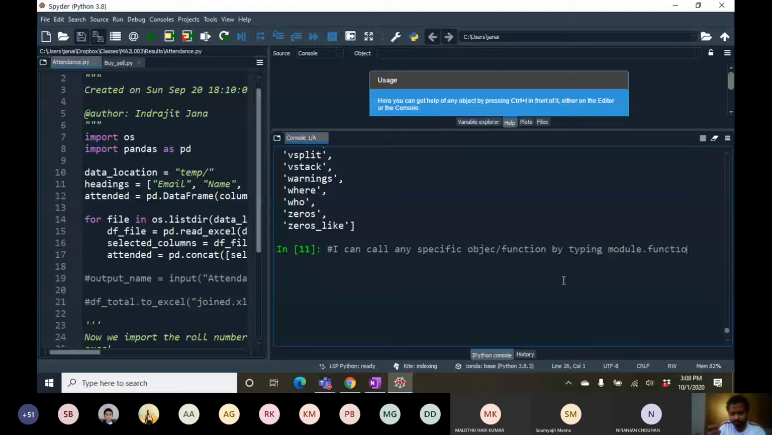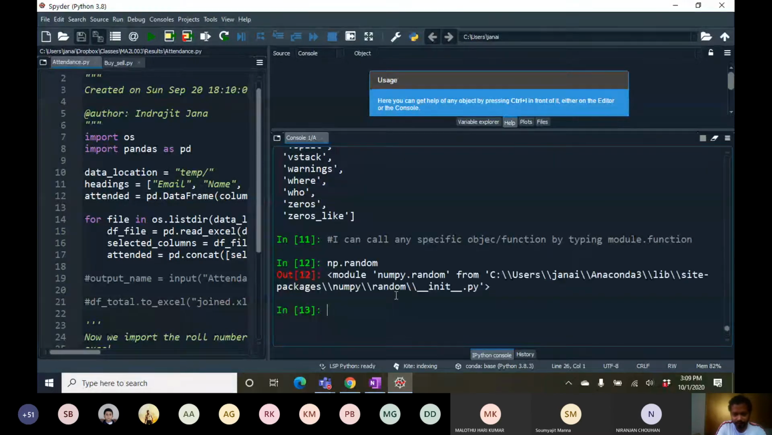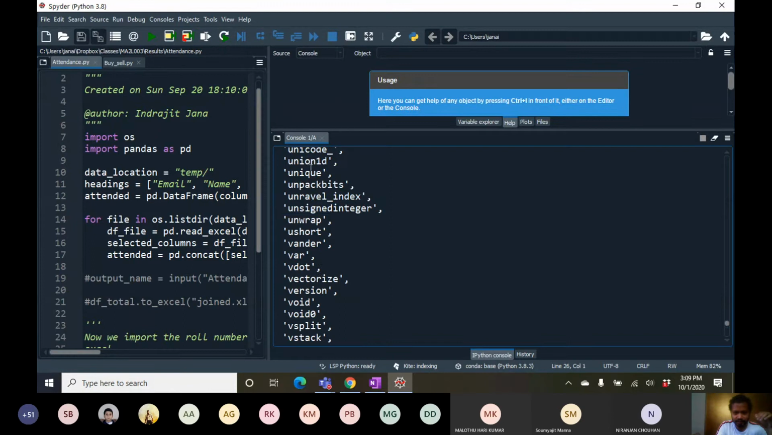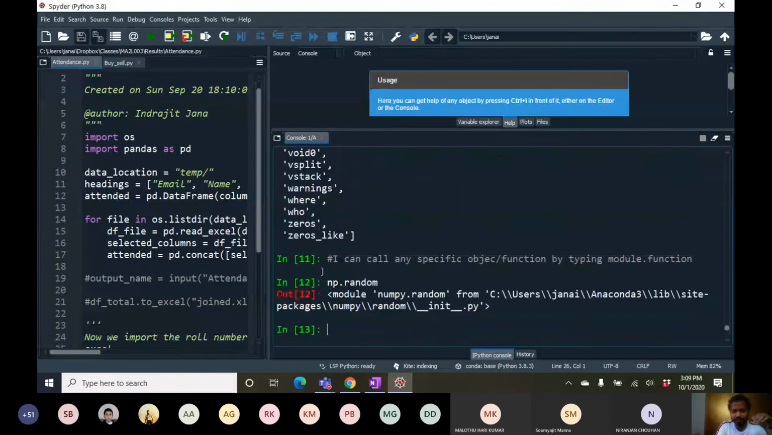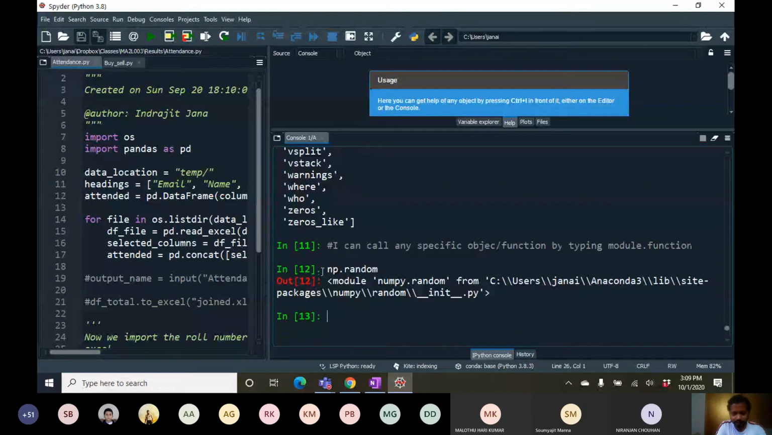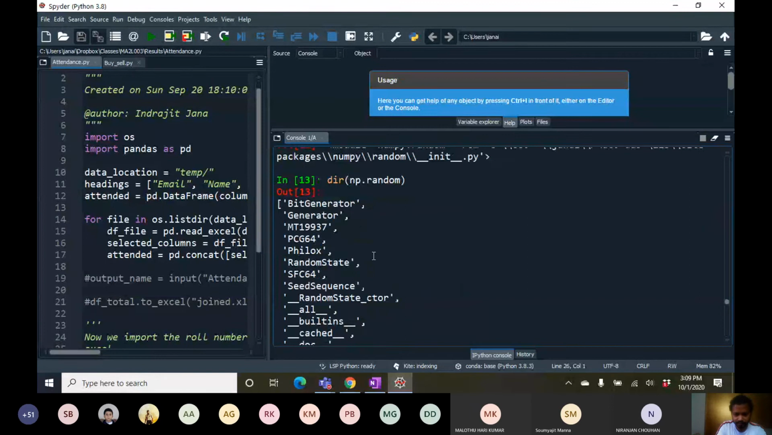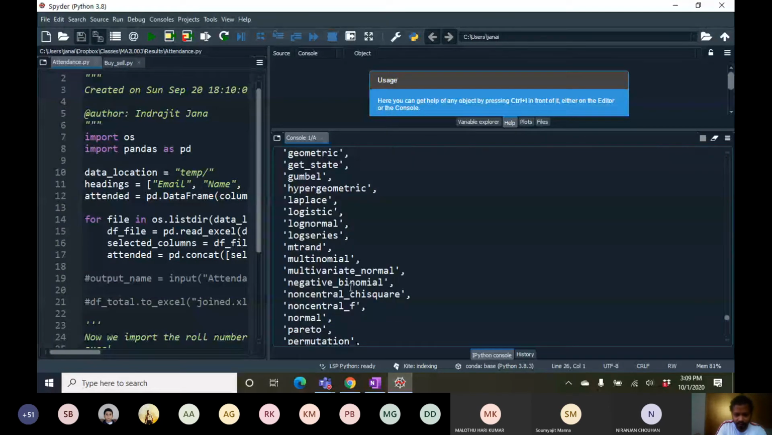np.random is actually another module sitting inside numpy. It is basically a subfolder kind of thing. So np is the root folder, and numpy contains many subfolders, each of which contains a lot of other functionalities. If you want to check what np.random contains, I can write dir of np.random, and it will show you all the objects and functions inside. So np.random contains a lot of functionalities.